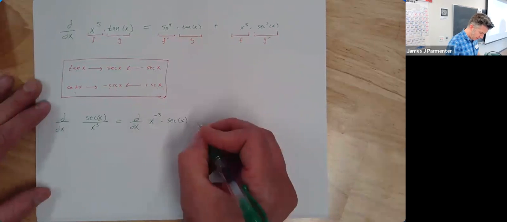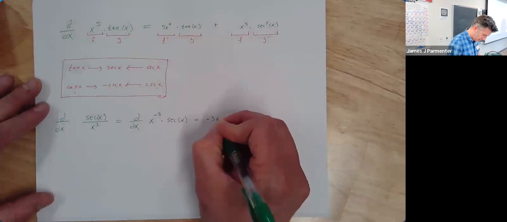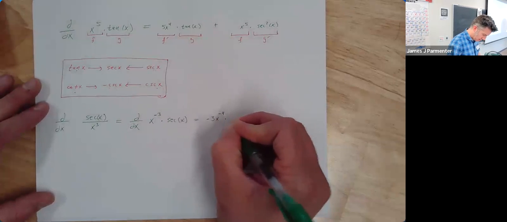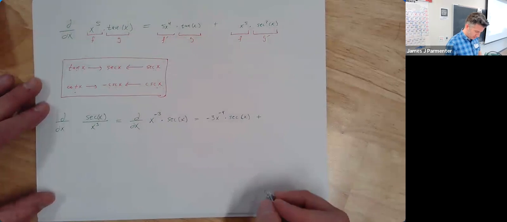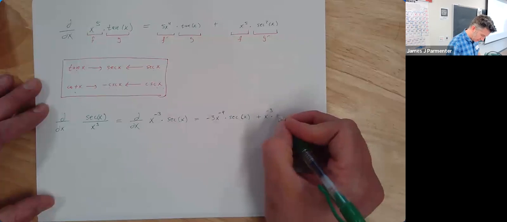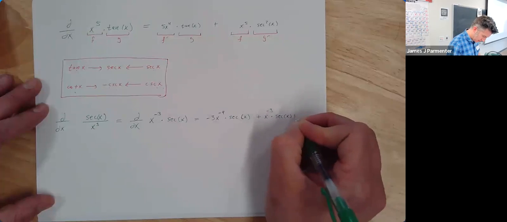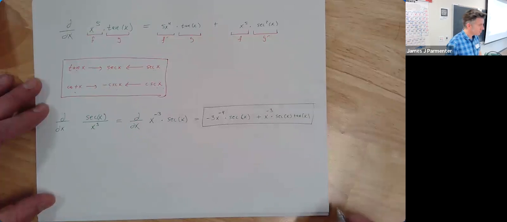So here, if we write it this way, we're going to get, let's see, the derivative of the first thing, which is negative 3 times x to the negative 4th. Leave the second thing alone. Add, and then we switch it up. Leave the first thing alone. Multiply by the derivative of the second thing, which is secant of x times tangent of x.